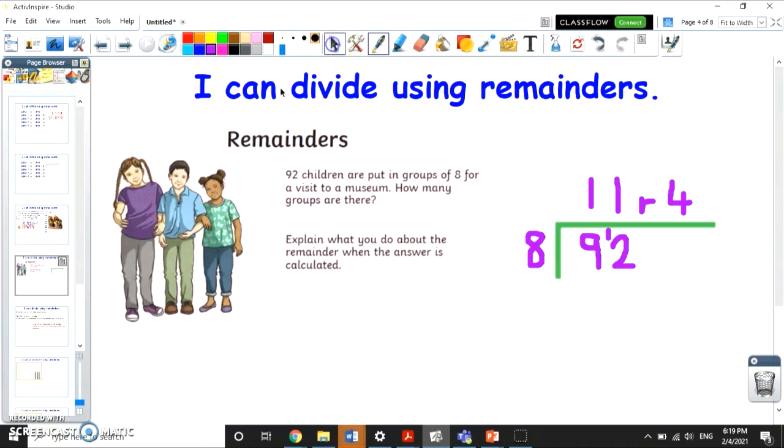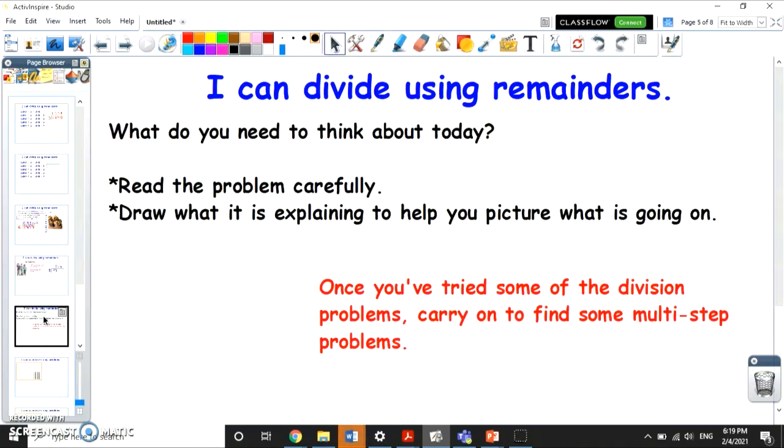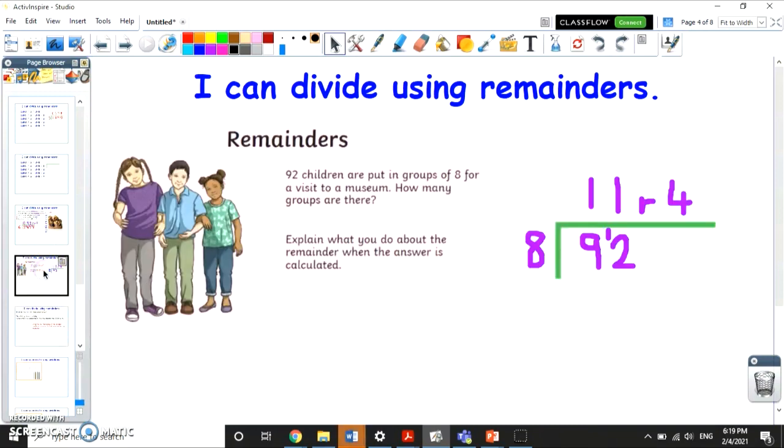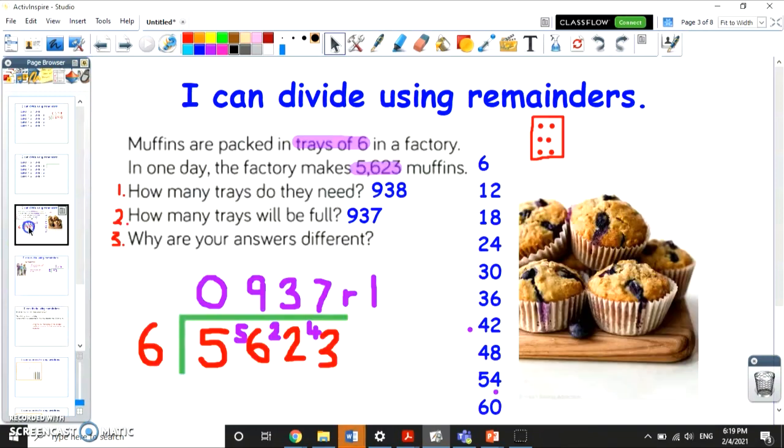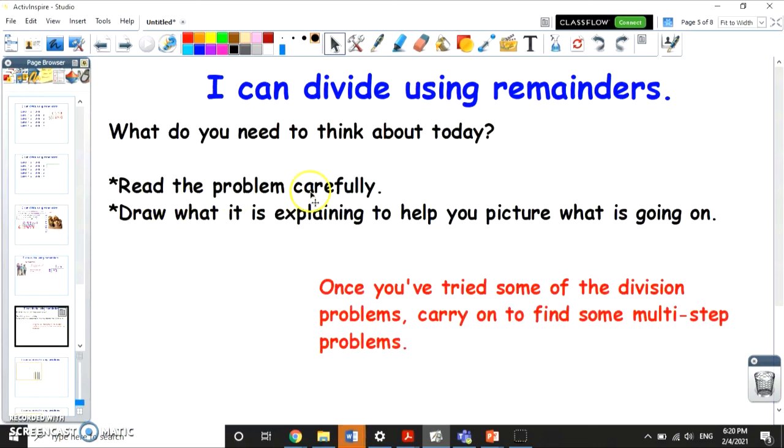Okay, your job today, you're going to have some questions to have a go at. Think carefully about what you're going to need to do. You have to read the problems very carefully today. And I really recommend drawing something to help you to explain. I didn't for this one, it's quite a short question, but for the muffins, there were so many things going on here, I just wanted to break it down a bit, and I drew myself that little image to help me. So think about how reading the problem very carefully and drawing what's actually happening might help explain what's going on and help you picture it a bit better.